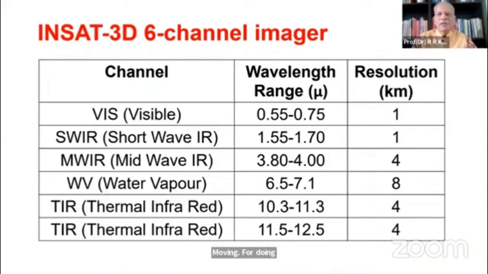For doing all these things, you need an imager. And an INSAT 3D imager has 6 channels. INSAT stands for Indian National Satellite, and 3 stands for the 3rd generation. One is the visible channel, one in the shortwave IR, one in the midwave IR, 2 in the thermal infrared, and 1 in the water vapor absorption band. The resolutions go from 1 kilometer in the visible to 8 kilometers in the water vapor channel.